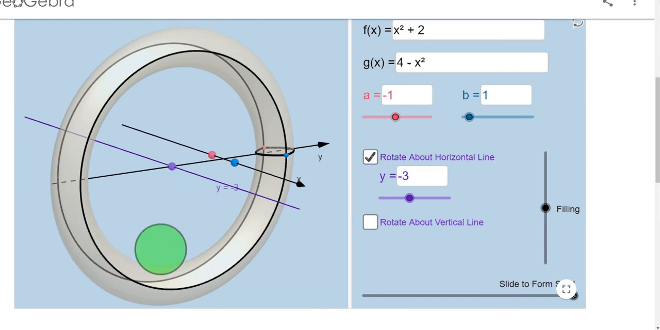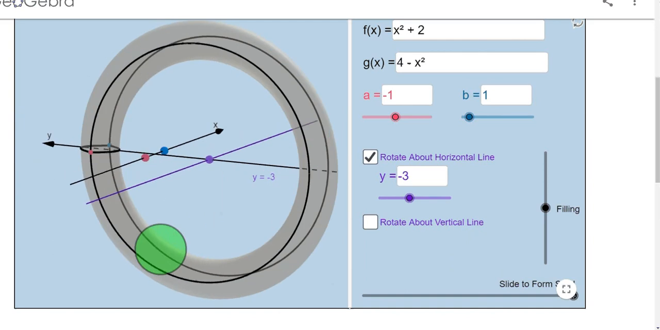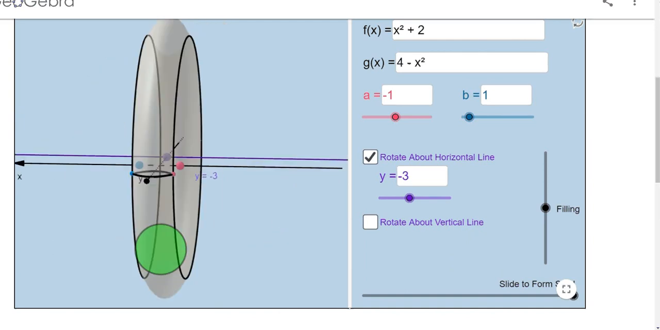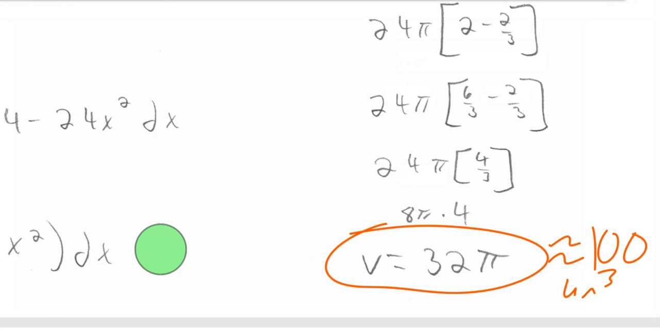Okay. So there you go. There's the volume of our wedding band when using the washer method. If you have any other questions about these steps and how to get to the answer, let me know.